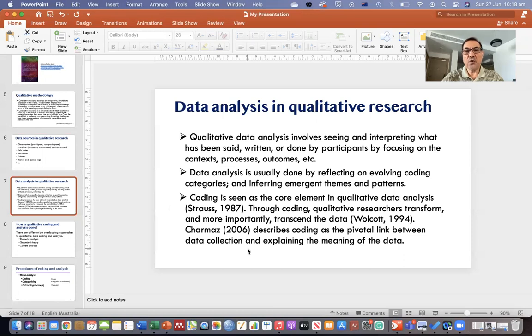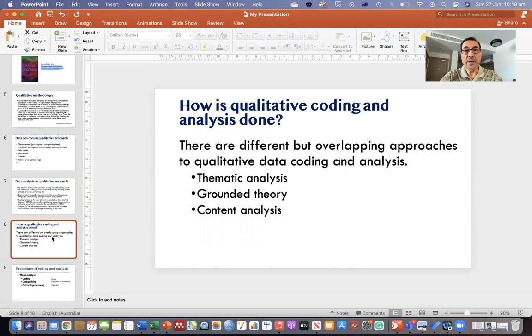Coding is seen as the core element in qualitative data analysis, and through coding, qualitative researchers transform and, more importantly, transcend the data. Charmaz, who is a famous qualitative researcher, and she died recently, describes coding as the pivotal link between data collection and explaining the meaning of the data. So coding is very important in qualitative data analysis.